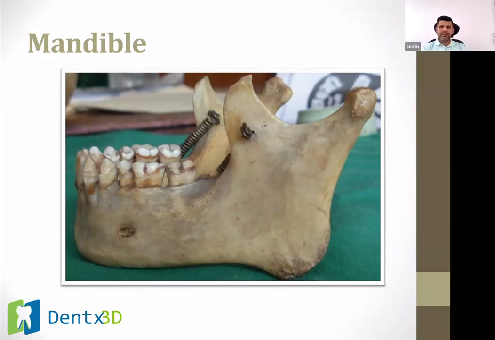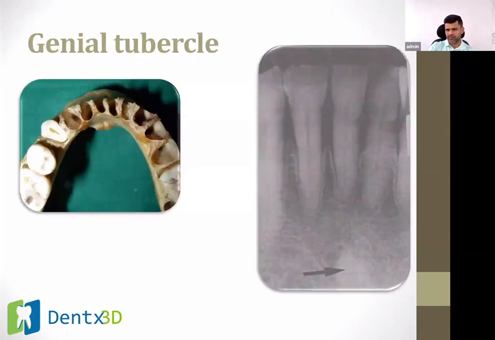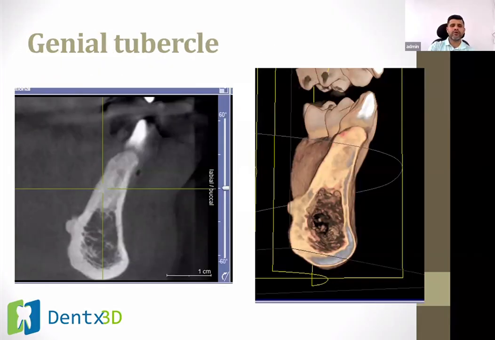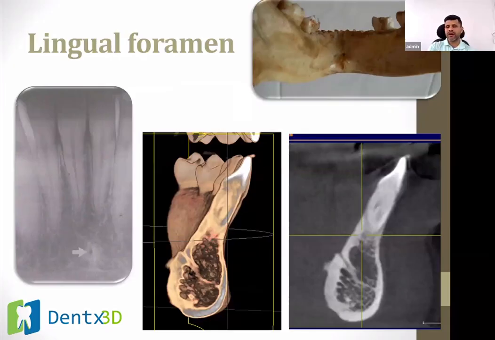We have the nasal cavity, anterior nasal spine, nasopalatine canal, maxillary sinus, zygoma, and pterygoid. Now in the mandible, the major landmarks in the anterior region, first is your genial tubercle. Also you have the lingual foramen. These help in identifying the center of the mandible, because the genial tubercle is always at the center of the mandible, and the lingual foramen is next to it.